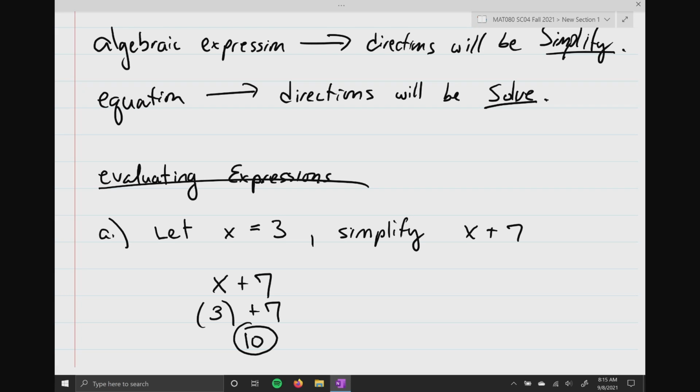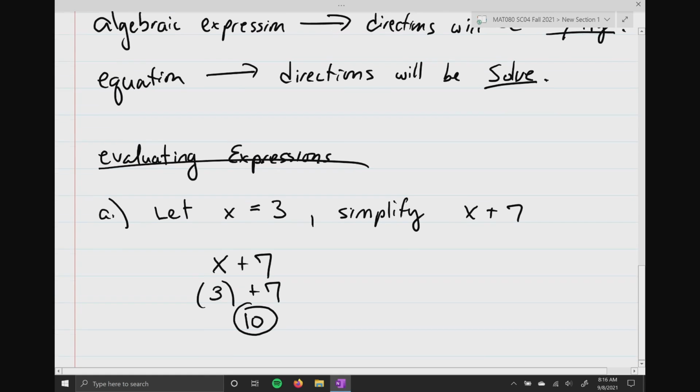It's an expression because it has two terms. One's a variable, one's a constant. And then the evaluation part is saying, okay, what if we let x equal this number? Tell me what it is. Does that make sense? Now, let's try another one here.